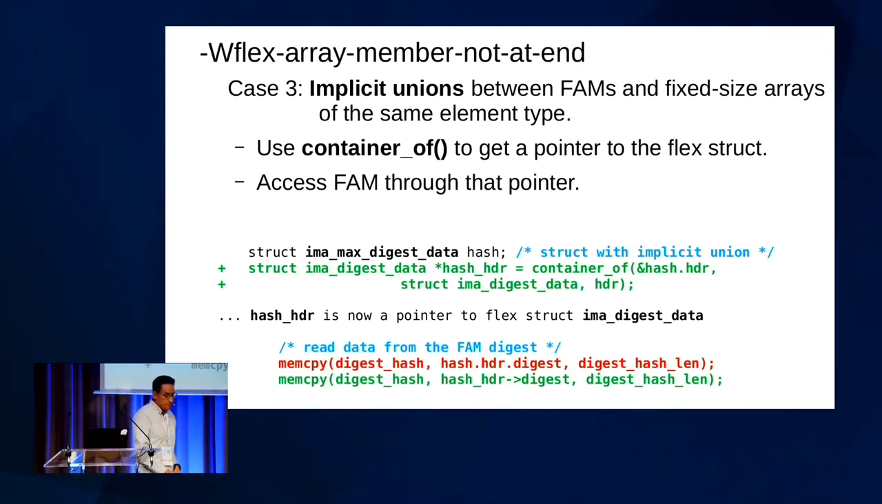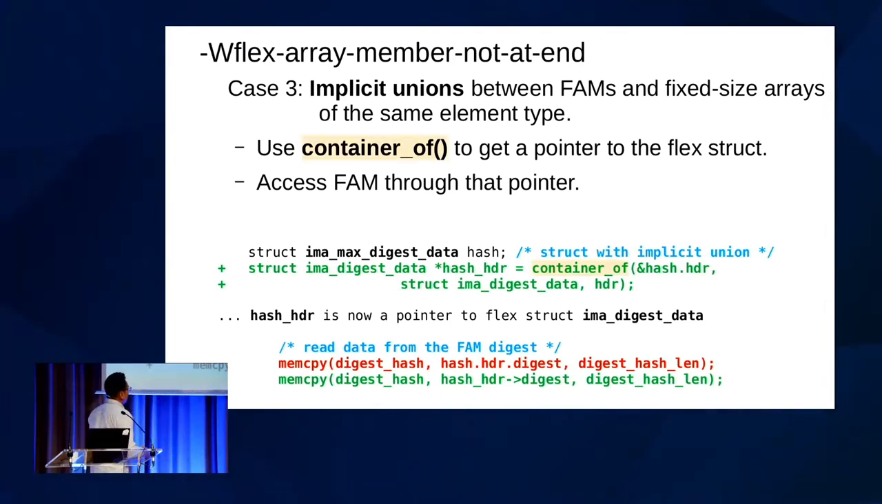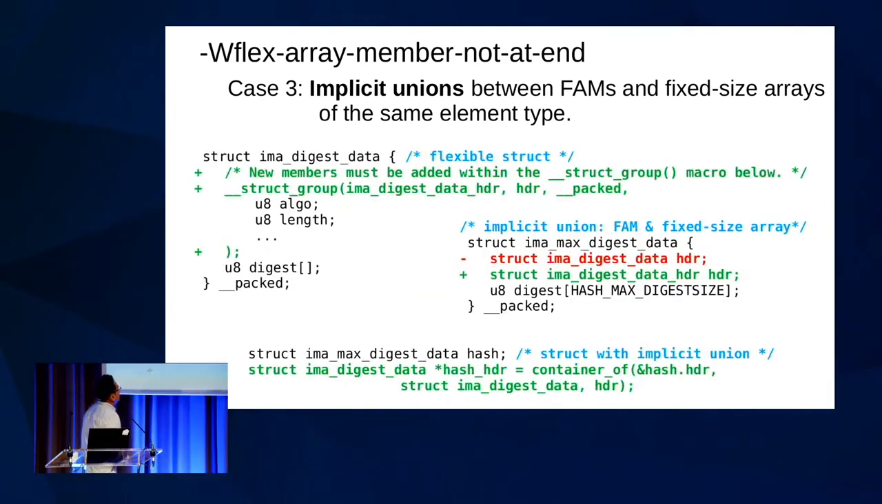Okay, so first, this is the other part of the patch. What I'm doing here is using container_of to get the address of the flexible structure. And through that address, now I can access the flexible array member. So this is the flexible array member, right? So let's see in more detail how this works.